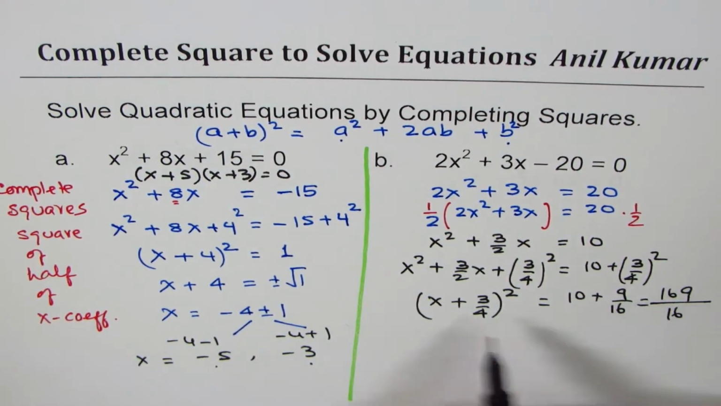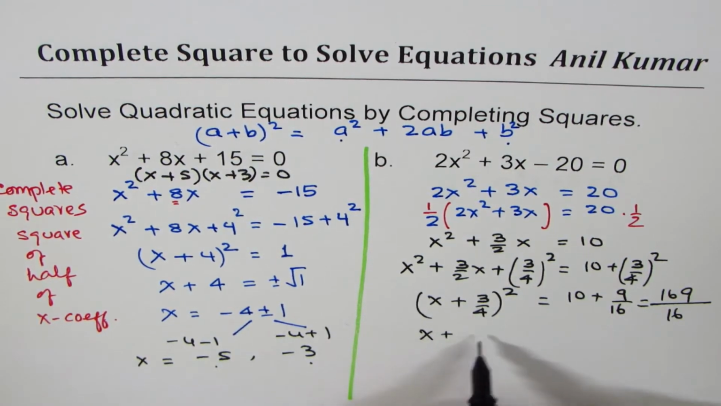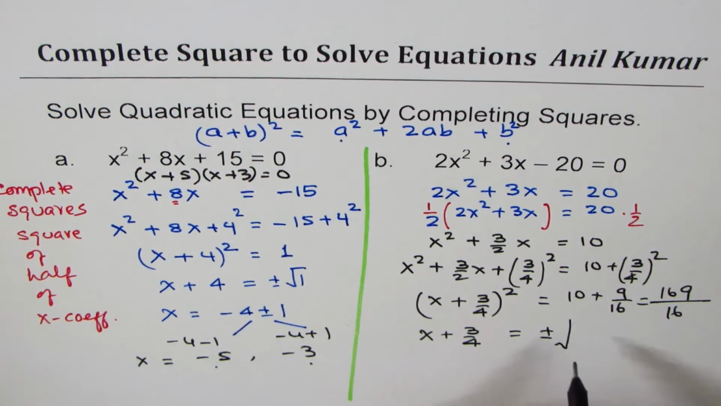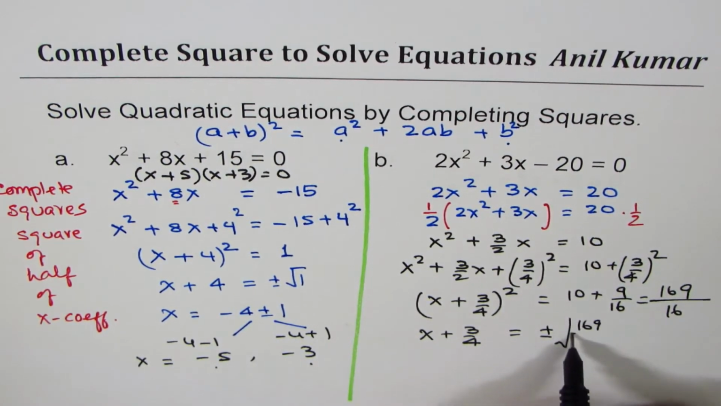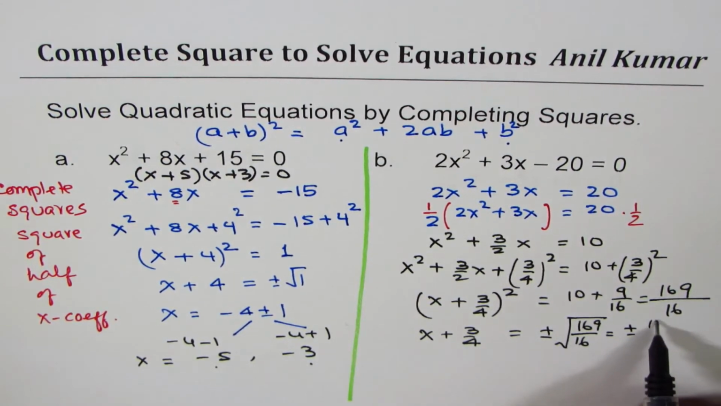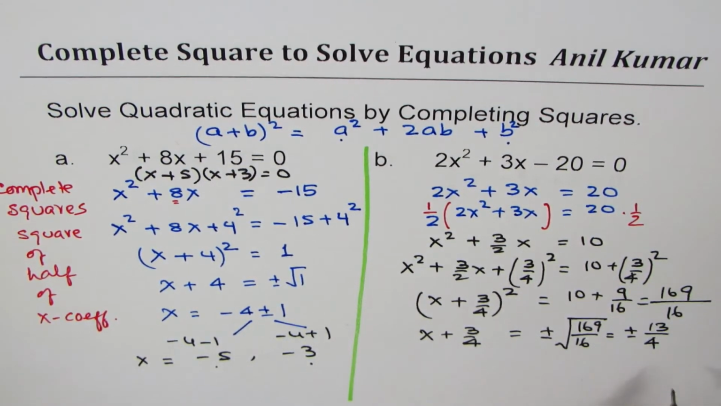Correct? Now we'll take the square root. So we get x plus 3 over 4 equals plus or minus the square root of 169 over 16. And that is plus or minus 13 over 4, right? So don't be afraid of fractions.